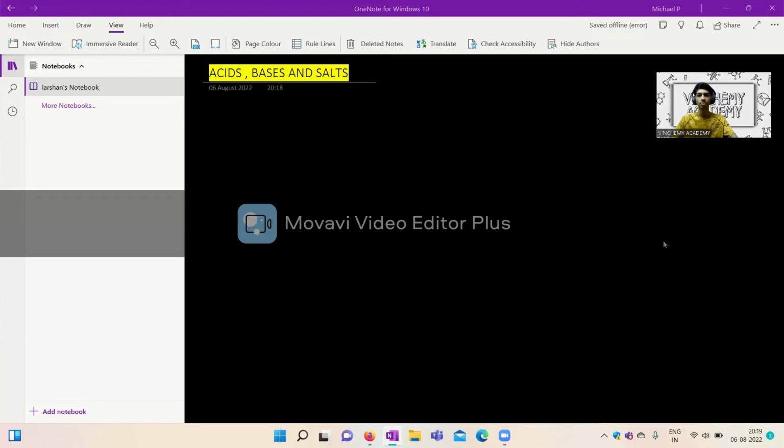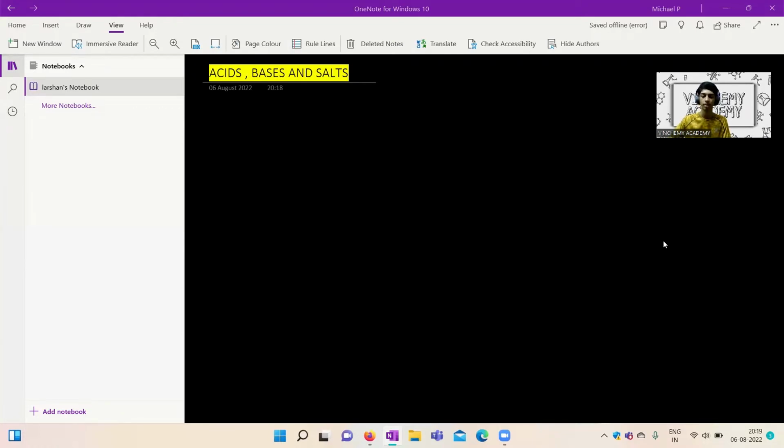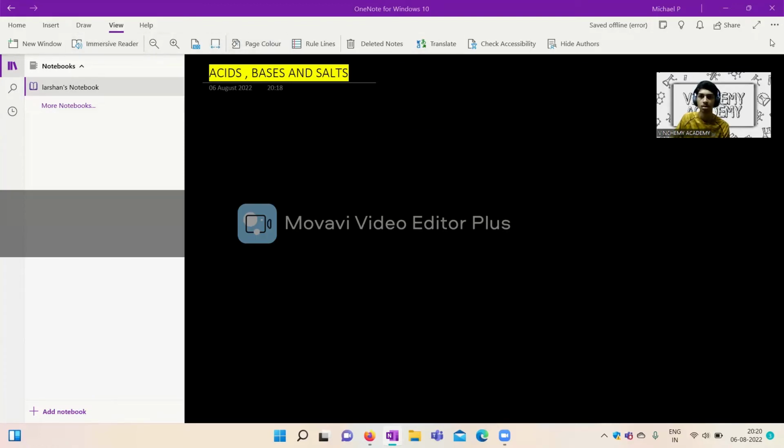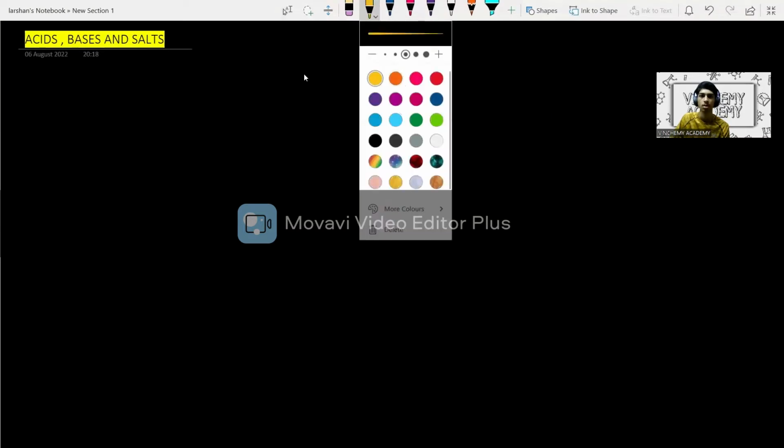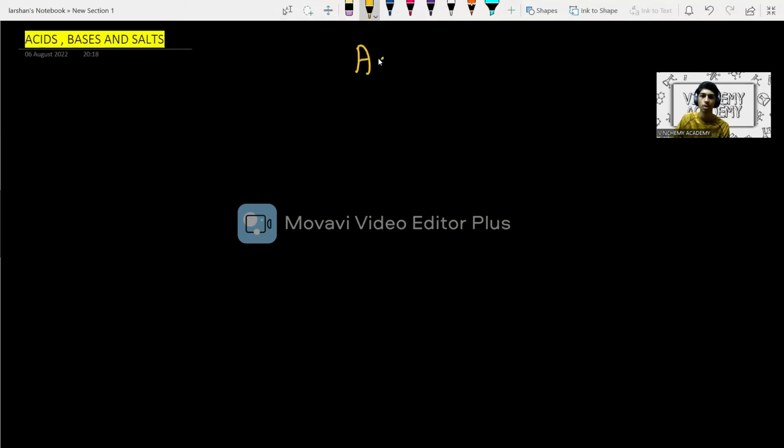The chapter which we are going to do first is acids, bases and salts. This is a common chapter of chemistry in class 7. I'm basically going to touch upon the basic important things of this chapter. So with that, let me begin. First, I'm going to talk about acids.